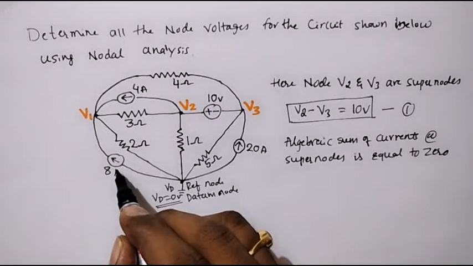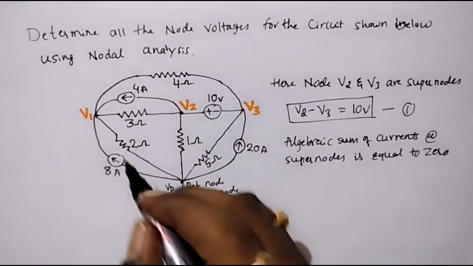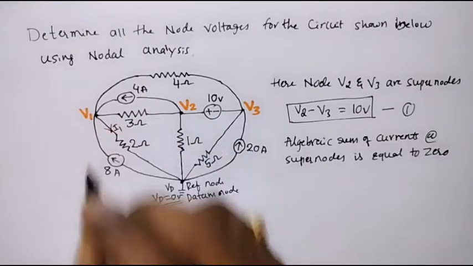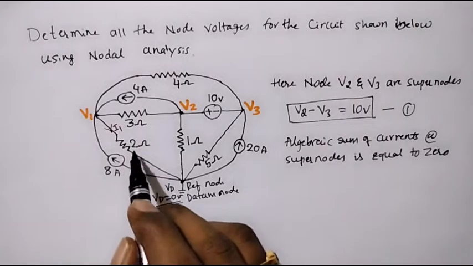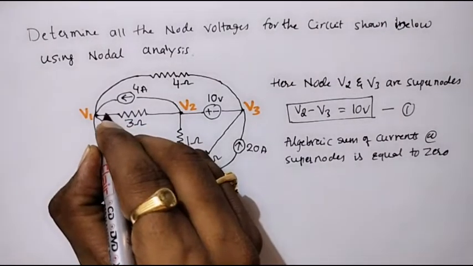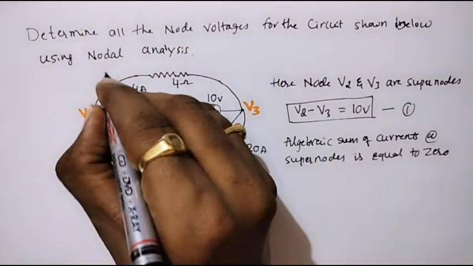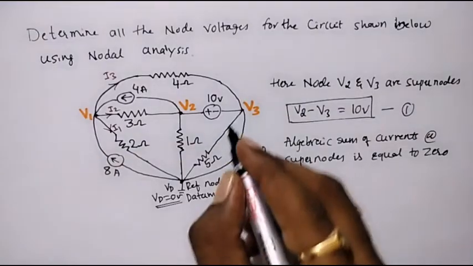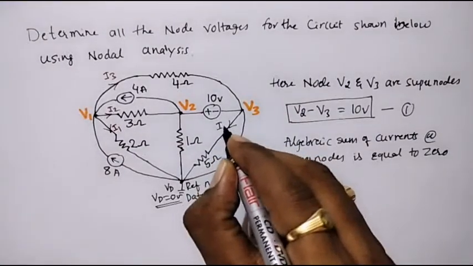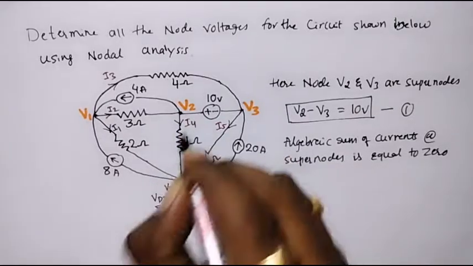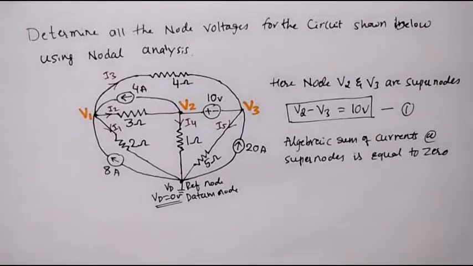Now let's mark all branch currents in the given circuit. There is a current source here between node Vd and V1, and we'll mark this current as I1, that is I1 is the current which flows through the 2 ohm resistor. Let the current through this branch be I2. Let the current through this branch be I3. Let the current through this branch be I5, and let the current through this branch be I4. Make sure that current directions are marked on all branches.